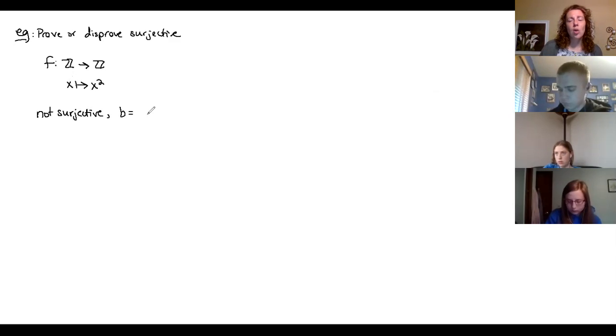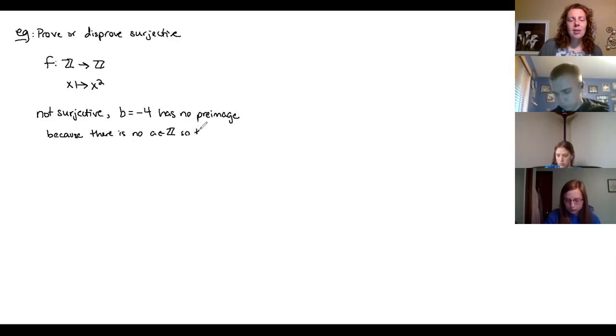So we'll say B equals -4 has no pre-image. And this needs a little bit more explanation. So we've got to do a because here. Because there is no A living in the integers, so that A squared is equal to -4. A squared is F of A, right? That's my F of A squared in this case. So there's no A that lives in the integers, so that A squared is equal to -4.